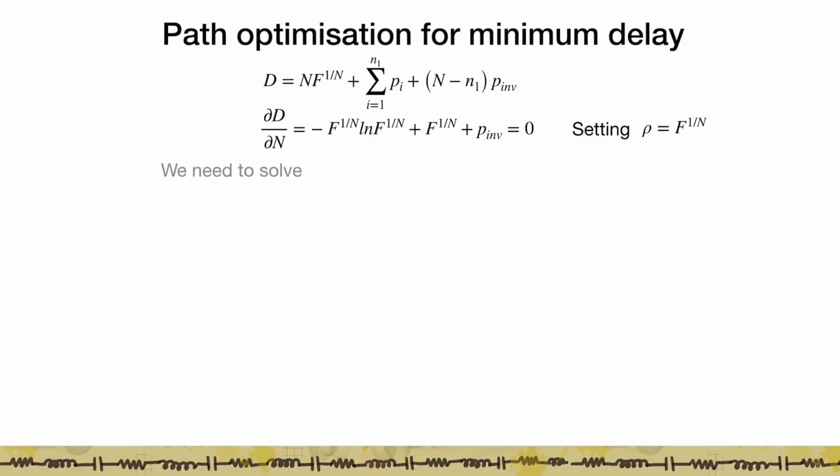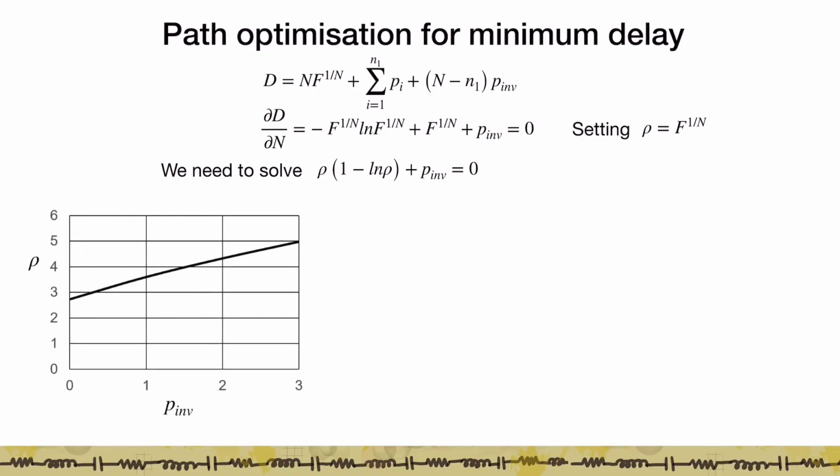Now if you set this particular term rho to be the nth root of f, what we essentially break down to is that we need to solve this transcendental equation: rho (1 - ln rho) + p_inverter = 0. Graphically, it turns out that the solution for rho versus p_inverter is roughly 3.5 or 3.6 for a p_inverter of 1. And if you assume that the p_inverter is larger, then rho changes slightly.